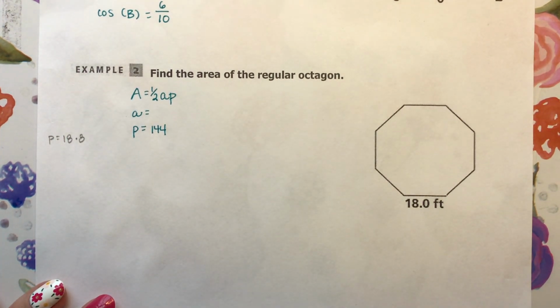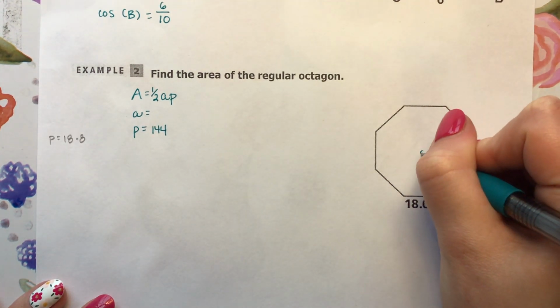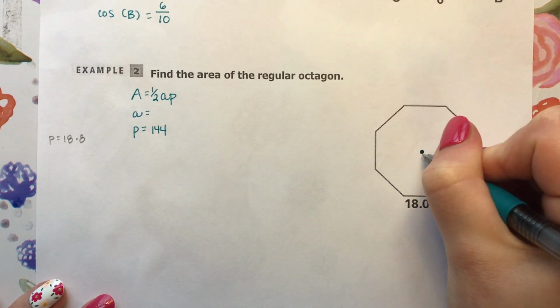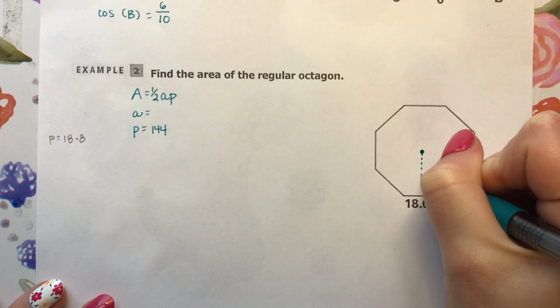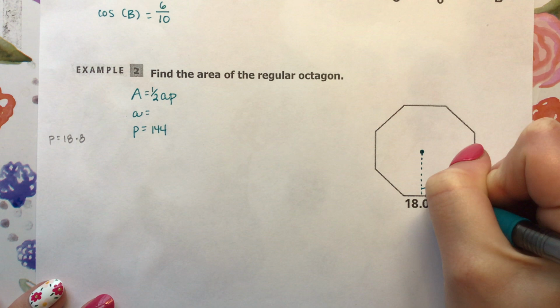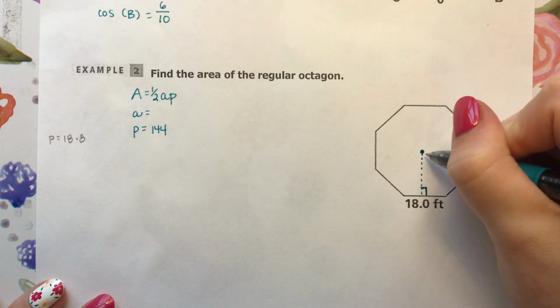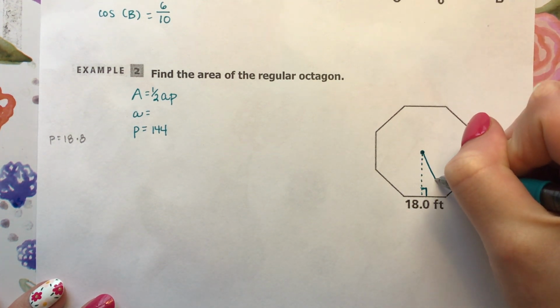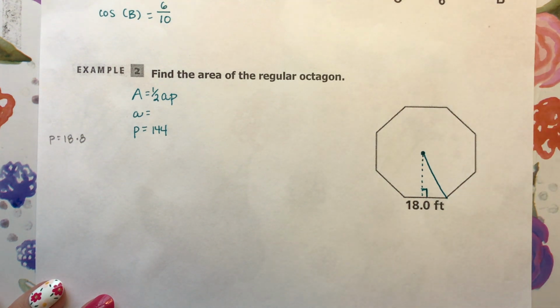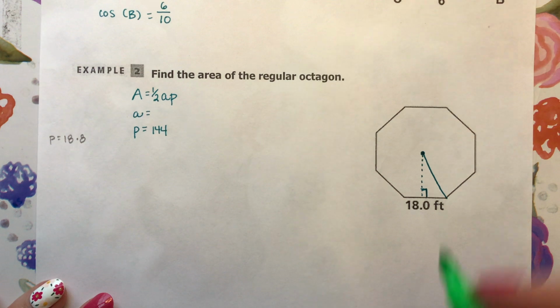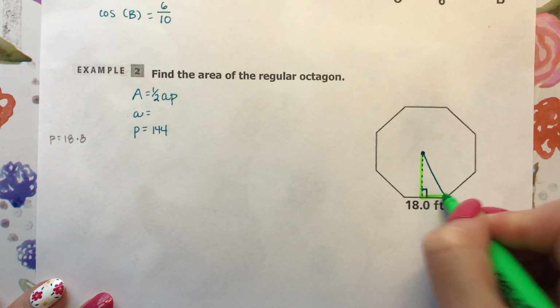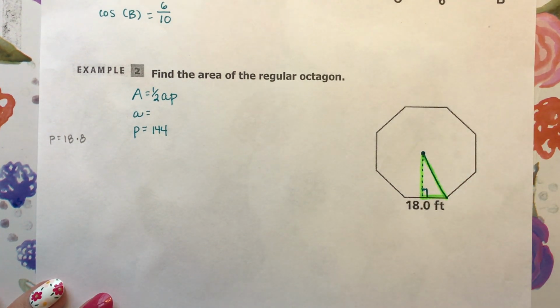But now we need to figure out how long the apothem is. So to do that, I'm going to put the center of my shape in, and draw in an apothem. Put in my 90-degree angle, and then I'm also going to draw in a radius. I'm going to focus in on this right triangle, and if I can figure out enough information about it, then I can use trig to figure out the apothem.